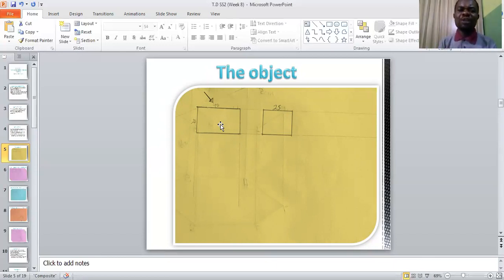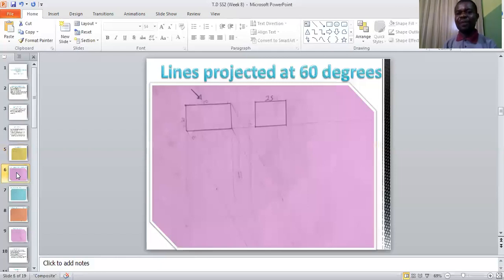Then what you do is project lines from the top here, and from this side you project lines going across. This is what you need to do. From these four corners, the angle I use here is 60 degrees. Between here and here you have 60 degrees. This is what I was telling you. From this point, since it's 60 degrees, you draw it down with your set square.